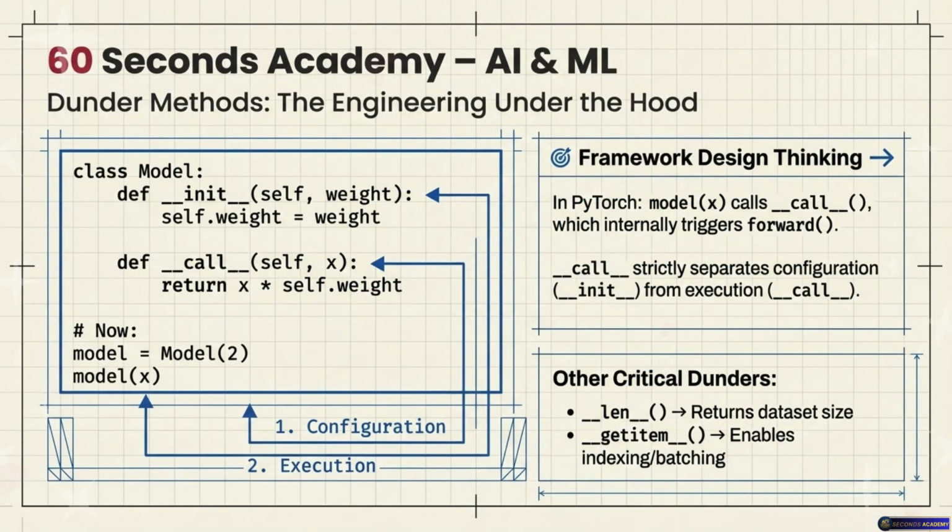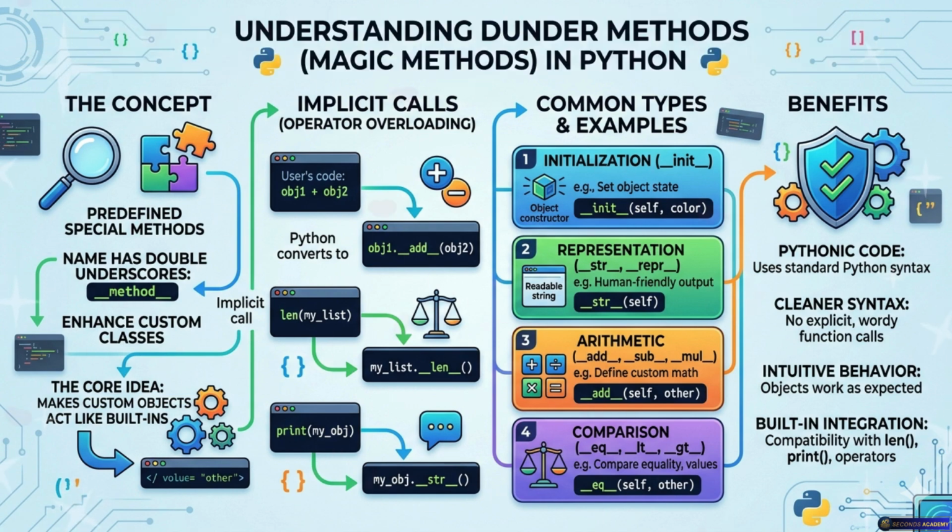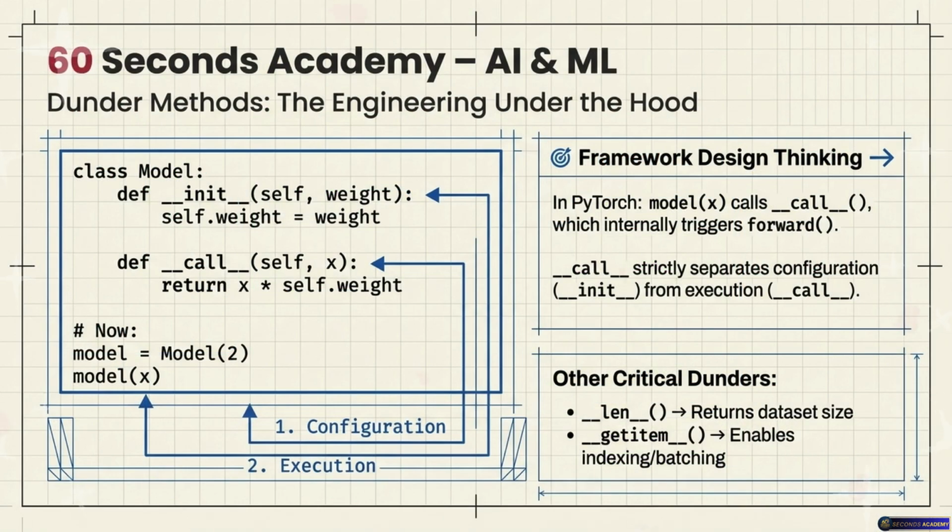Let's rewind a second to the init and call methods. Say we have a basic model class. We use init with self and weight to load the bowling balls, and then call with self and x to execute the math, maybe returning x times self.weight. Right. PyTorch relies heavily on this, right? Yeah. When you type model(x) in PyTorch, it's utilizing that call method under the hood, which internally triggers the forward pass. It does. And beyond execution, you'll see other critical Dunder methods governing the dataset's lifecycle, like len to determine the total size of your training data, and getitem, which the system uses to index into that dataset and grab specific batches during training.